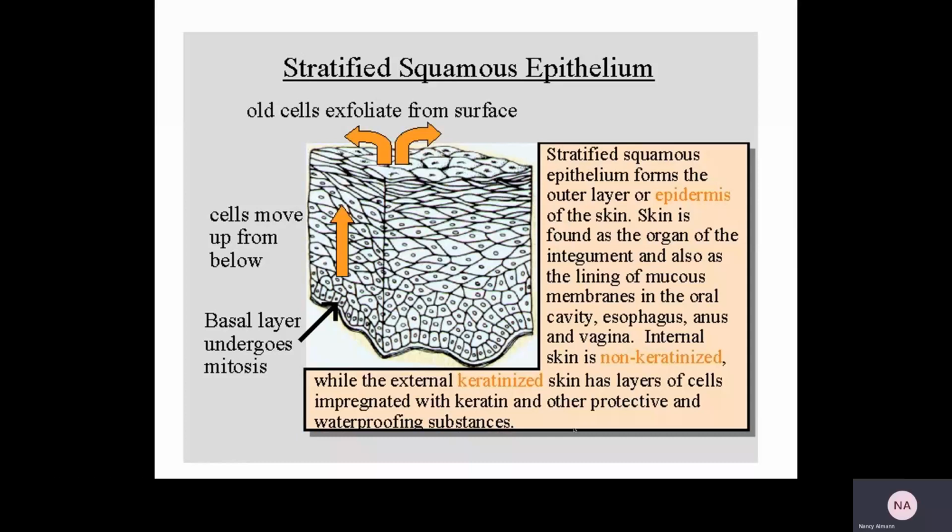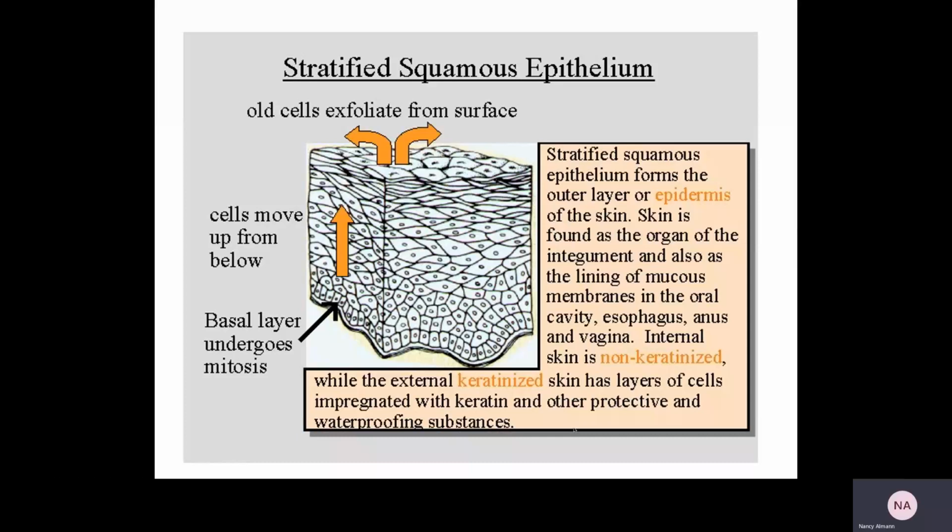Now, stratified squamous epithelium is going to be important. You have those flattened egg-shaped cells, except you have multiple layers of them. When you talk about stratified squamous epithelium, you are often talking about the epidermis of the skin. The skin is part of the integument, and you're also going to find stratified squamous epithelium in the mucous linings of the mouth, the oral cavity, as well as the esophagus, the anus, and the vagina.